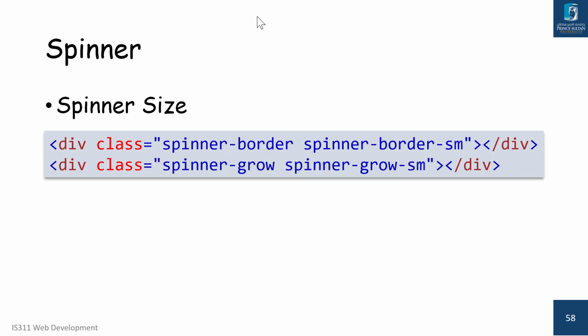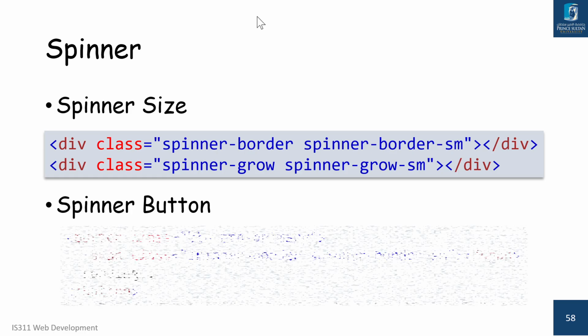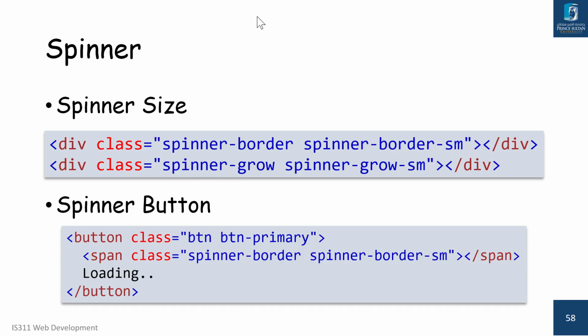Then we have the size information. We can say small, medium, large, based on the size of the screen. Then we also have the spinner button. We can put that spinner inside the button. So that is also a possibility.